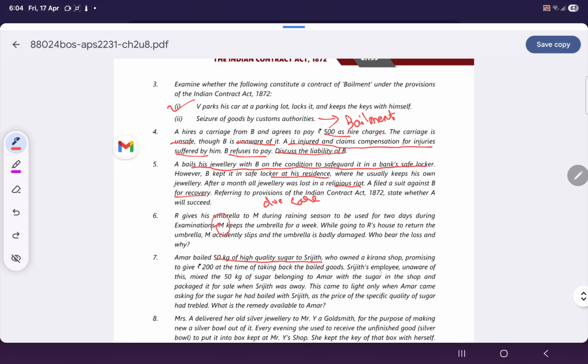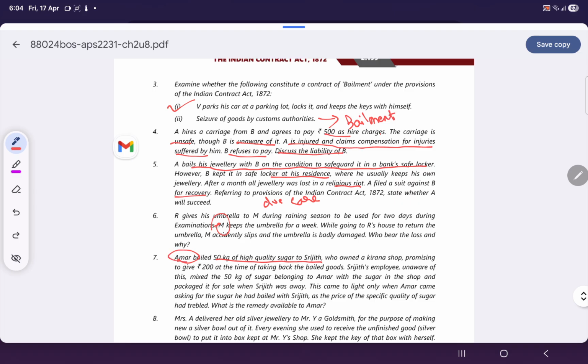Srijit's employee, unaware of this, mixed the 50 kg of sugar belonging to Amar with the sugar in the shop and packed it for sale when Srijit was away. This came to light only when Amar came asking for the sugar he had bailed with Srijit, as the price of that specific quality of sugar had trebled. What is the remedy available to Amar?